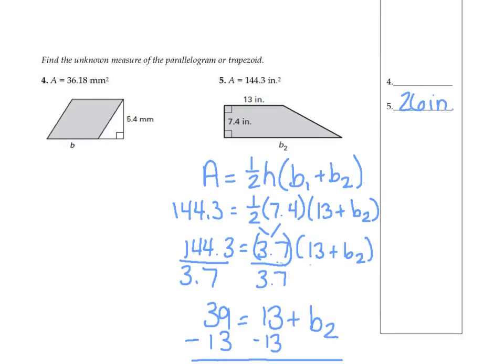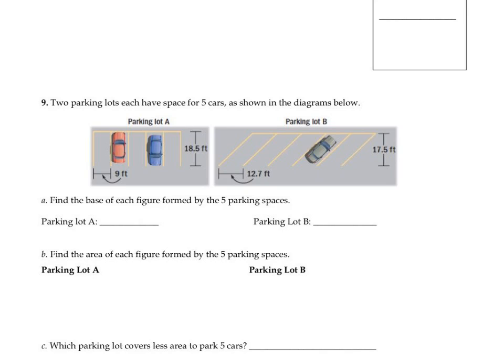Okay. Flipping over to the other side, I'm looking at question number 9. It says 2 parking lots each have space for 5 cars as shown in the diagram below. Find the base of each figure formed by the 5 parking spaces. So if I know one parking spot in parking lot A is 9 feet, and there are 5 of them, I can do 5 times 9, which is 45, and that gives me my base.